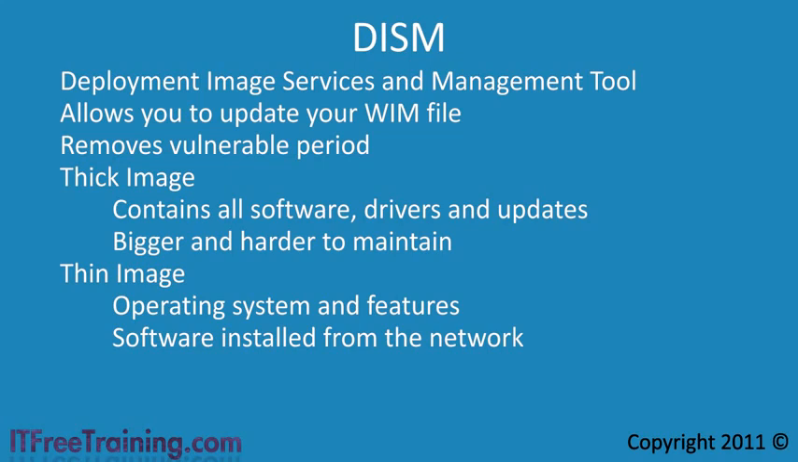The last type is a hybrid image. Hybrid images are somewhere between a thick and thin image. For example, in a hybrid image, software is installed on its first run. When a user attempts to open a Word document, this would trigger Microsoft Office to be installed. This does mean the user will have to wait for the software to be installed before they can start using it. When thinking about what type of image you want, consider the size of the image and also the time taken to apply updates and install software that is not on the image after it is deployed.